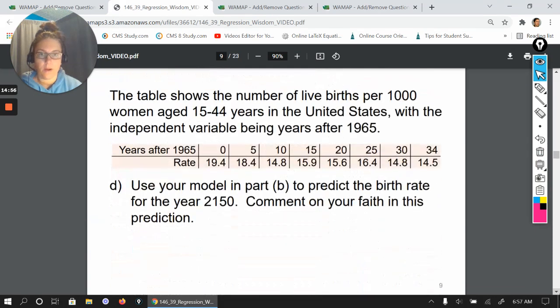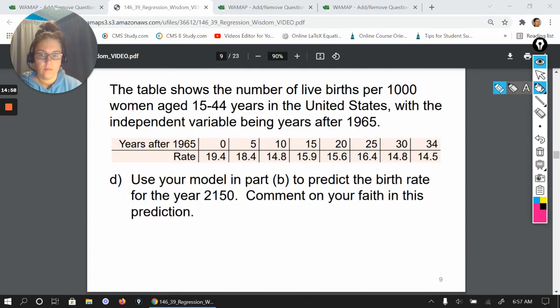Now let's answer part D. Use your model in part B to predict the birth rate for the year 2150. Comment on your faith in this prediction. Okay, well, because this is well beyond our data set, this would be an example of extrapolating.